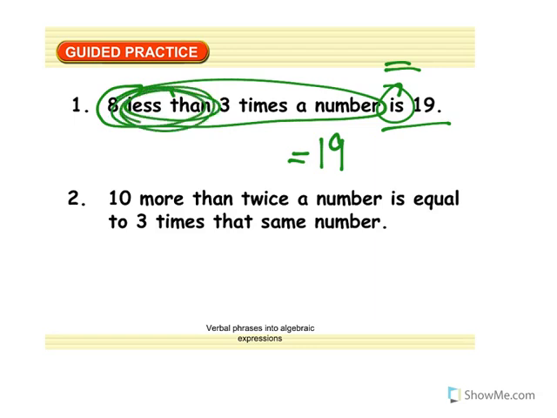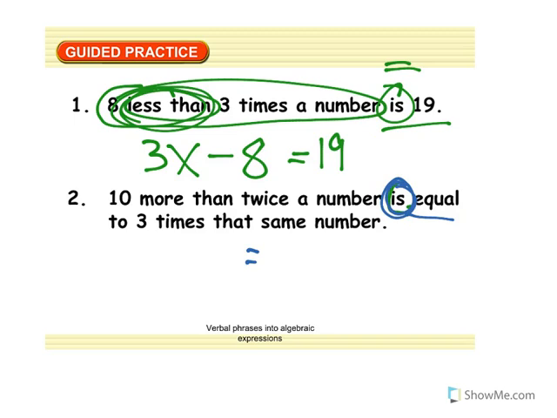So we're seeing all those little things that we saw previously. 3 times a number, right? How do I say 8 less than that? Well, I have to subtract 8 from it. All right, so 3x minus 8 equals 19. Let's look at the second one. 10 more than twice a number is, right? So there's my equal sign.